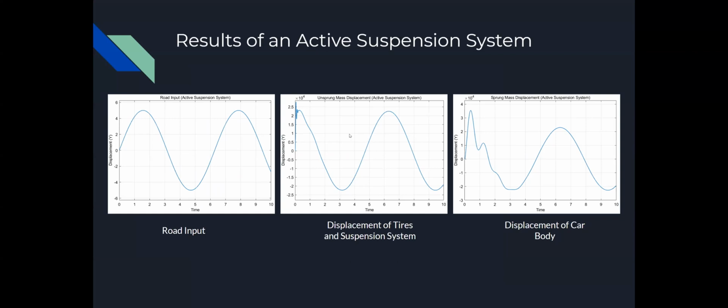And for the mass of the tires, there's an oscillation at the beginning and the displacement stabilizes down to about a max of 2.2 inches. And for the mass of the car body, there are also small oscillations, but it ends up stabilizing at a displacement of 2.2 inches as well.